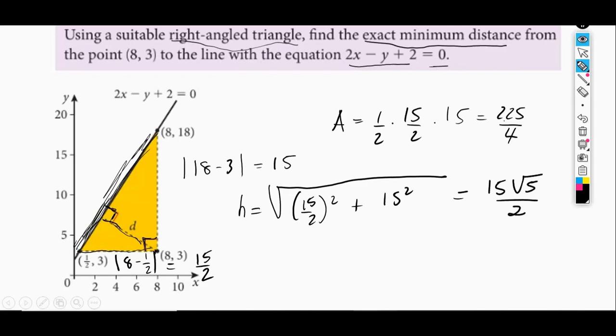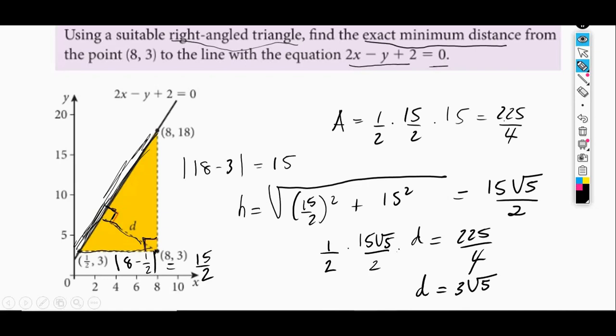Okay, so we're almost ready to solve because the areas are the same, it means that 1/2 times the base, in this case we're using the hypotenuse, so 15 square root of 5 over 2, times the height d must equal 225 fourths. So now we have a simple equation, and all we have to do is solve for d. So if you solve for d, you should get that it equals 3 square root of 5.